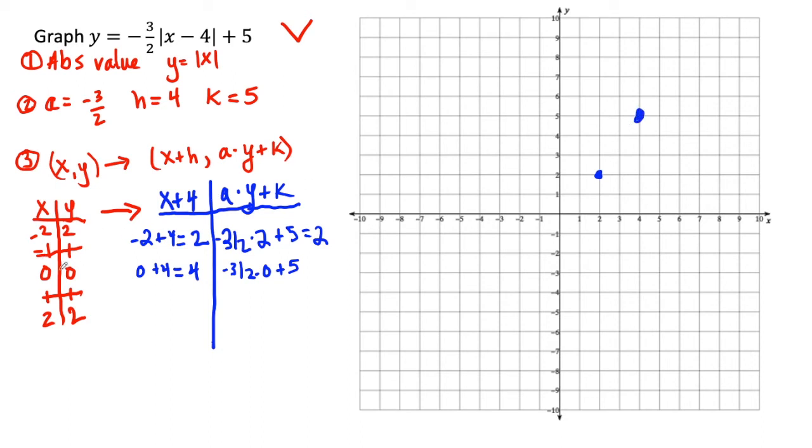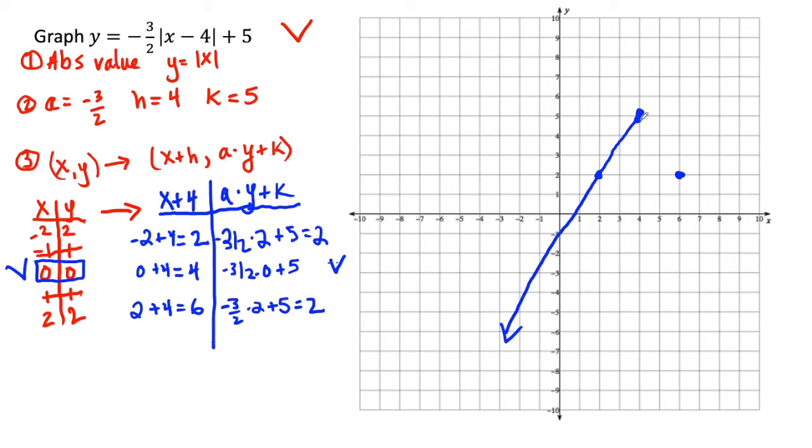And note, this is my vertex, right? This was the vertex of my parent function. Put a V there. So I know this is my vertex for my transformed function. The last one, I'm going to take the point 2, 2 and plug it in. So I would have 2 plus 4 gives me a new x value of 6. And then when I do negative 3 halves times 2, that gives me negative 3 plus 5, I get positive 2 again. And so I'm at the point 6, 2. And so this should give me enough points to know the shape, which is the V. And I can draw the best I can through those points.